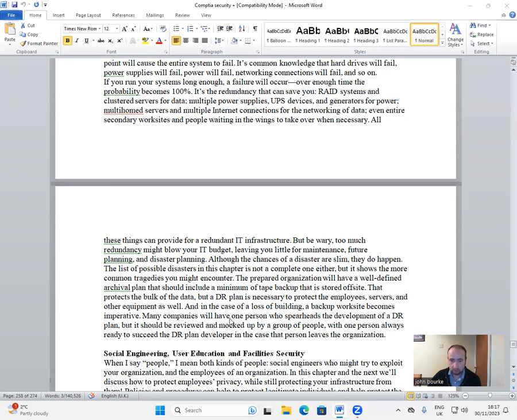Many companies will have one person who spearheads the development of a DR plan, but it should be reviewed and mocked up by a group of people. There should always be someone ready to succeed the DR plan developer, in case that person leaves the organization.